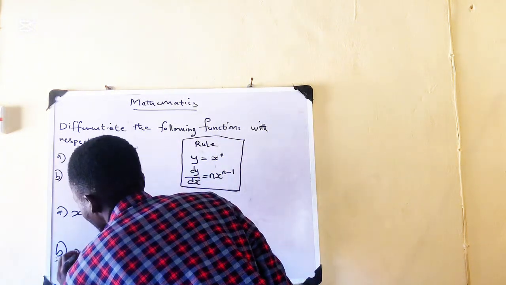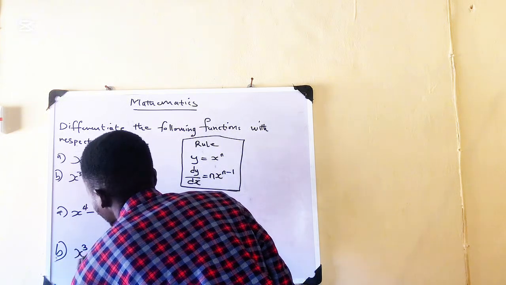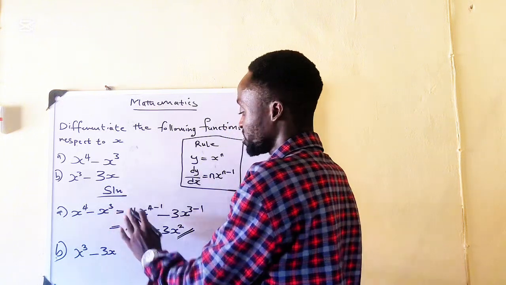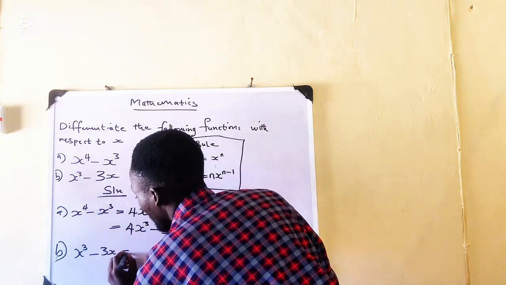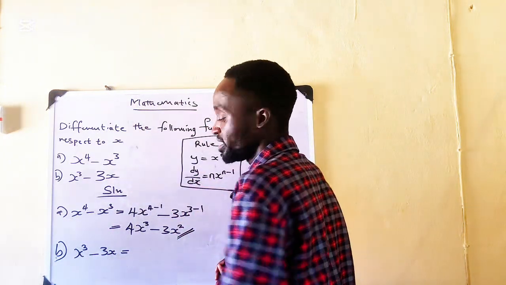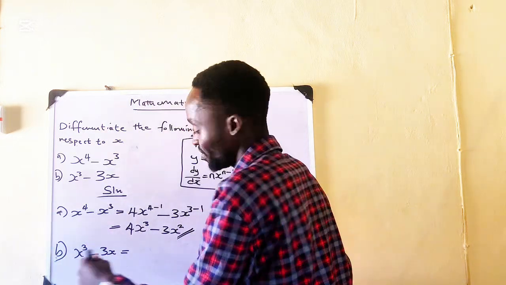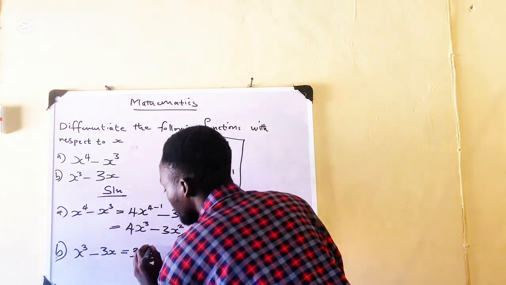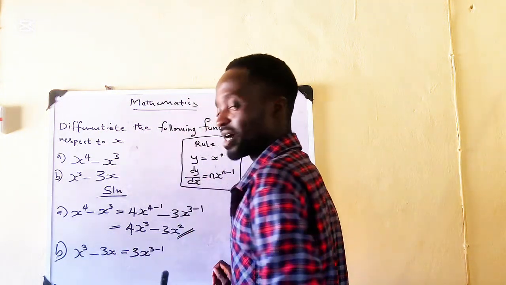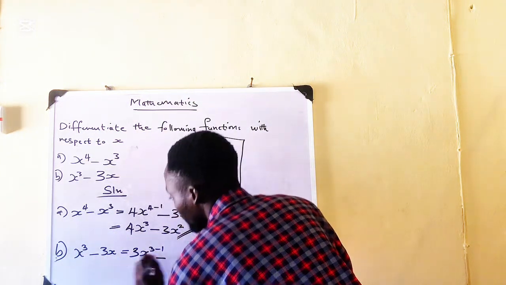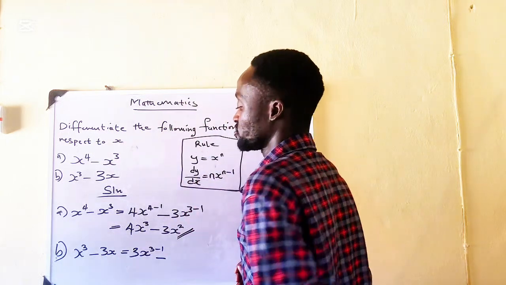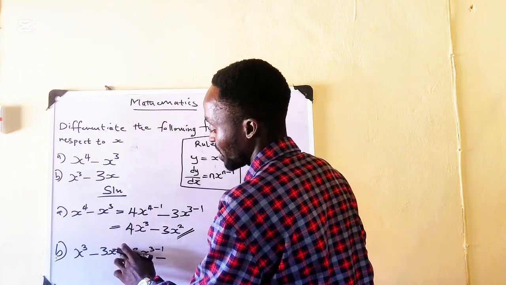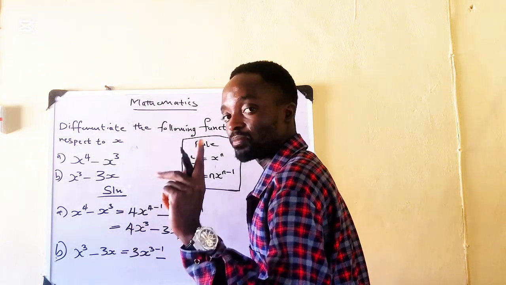The b part is we are given x raised to the power of 3 minus 3x. So how do you differentiate this? You do the same thing as we did here. Differentiating x to the power of 3, we bring down the power, which is 3. Then write x, then subtract 1 from the power. Then we write minus. Now here we have 3x. Remember, this x is like x raised to the power of 1, because there is no power written here. So this x is just to the power of 1.